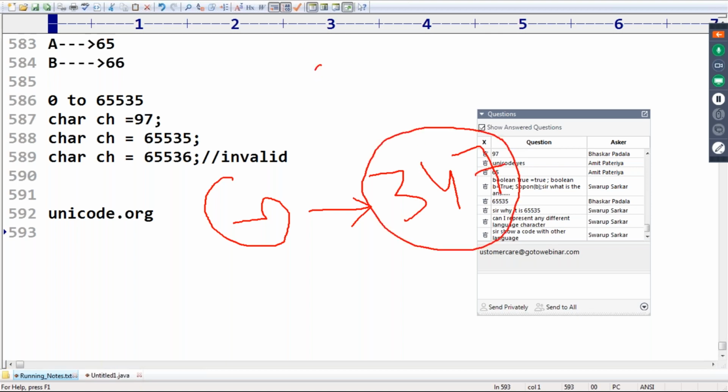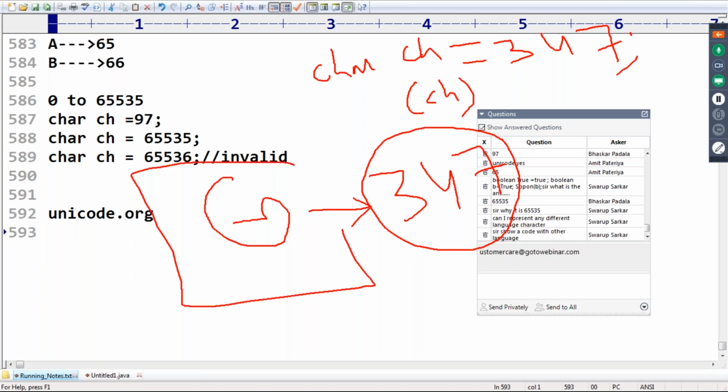Now very simple: char ch is equal to 347, and then System.out.println of ch you can print. Now you can see the corresponding character in the console, but make sure that font is already available in your system. If that font is not there, then by default you are going to get a question mark symbol.